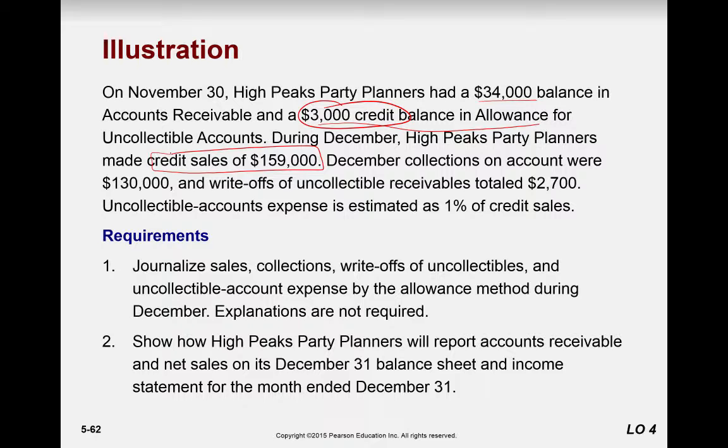We have credit sales of $159,000, and our December collections on account were $130,000. Then we wrote off uncollectible accounts of $2,700. Now we are using an uncollectible account expense of 1% of credit sales, so that 159, we're going to multiply it times the 1%. We are required to have the journals for sales, collections, write-offs, and uncollectible accounts, and we don't need to give explanations, so that's great. And then we need to show how we would report accounts receivable and net sales on the balance sheet and income statement. So there's a lot going on here, so let's get started.